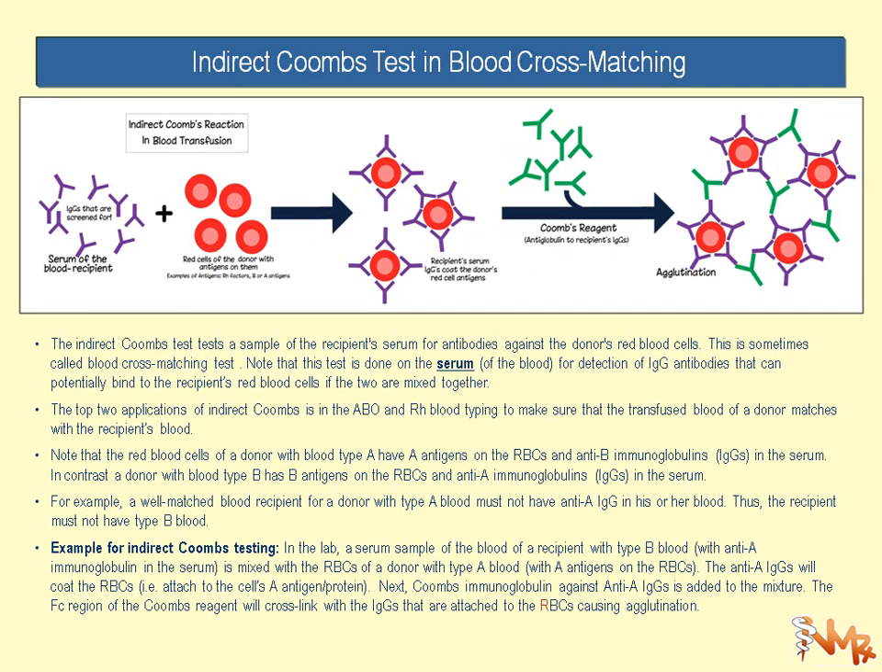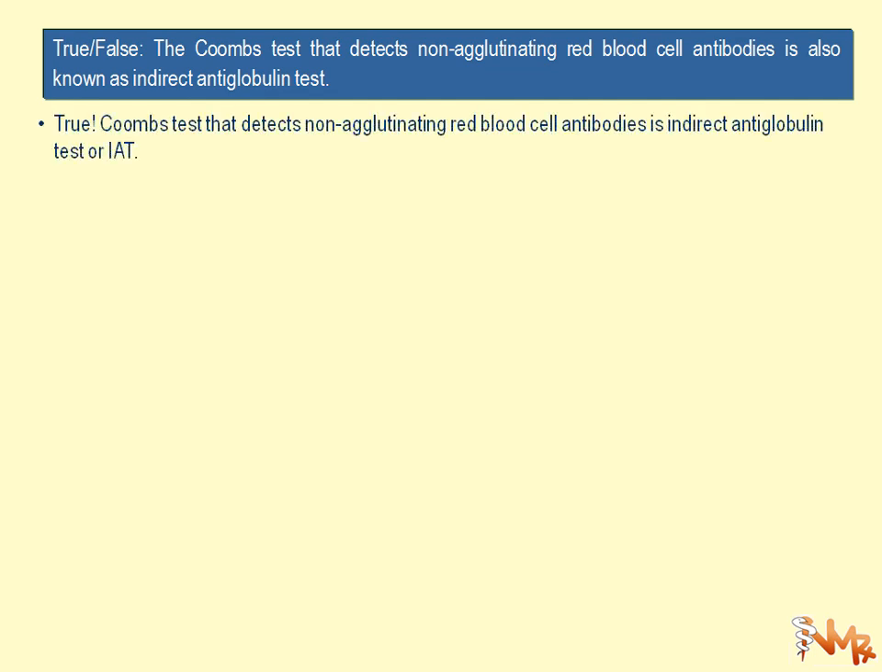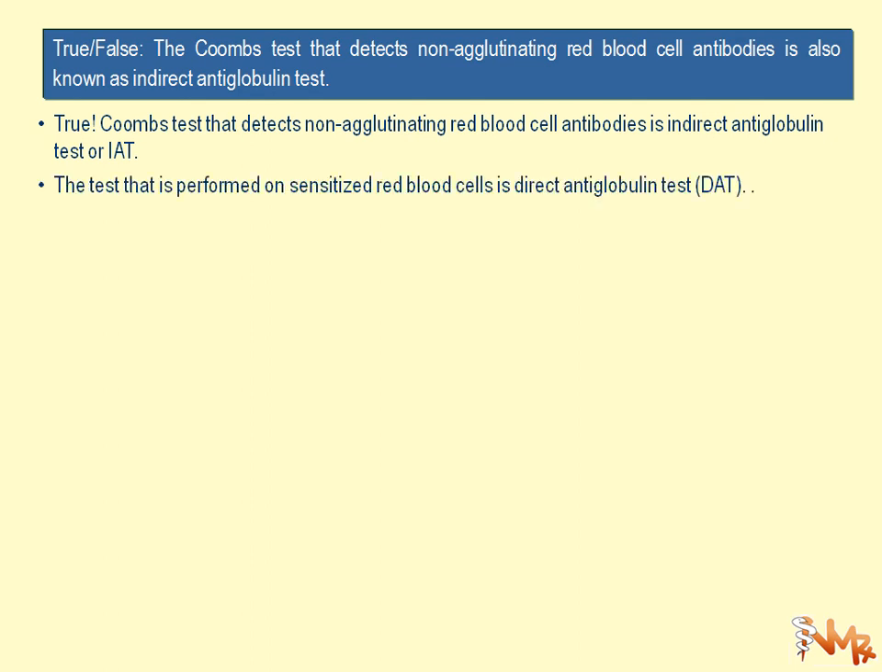True or false? The Coombs test that detects non-agglutinating red blood cell antibodies is also known as indirect antiglobulin test. This is correct. Coombs test that detects non-agglutinating red blood cell antibodies is indirect antiglobulin test or IAT. The test that we perform on sensitized red blood cells is direct antiglobulin test or DAT.